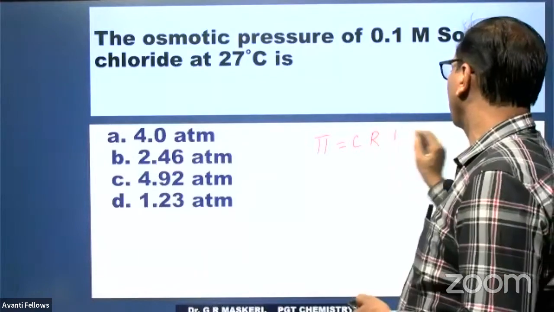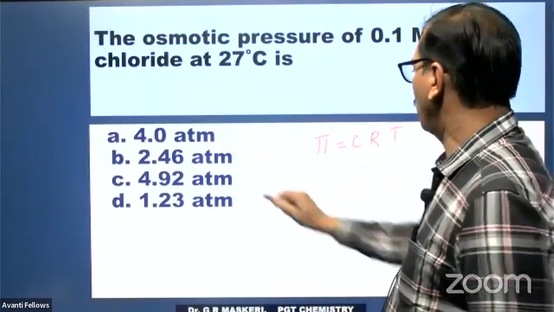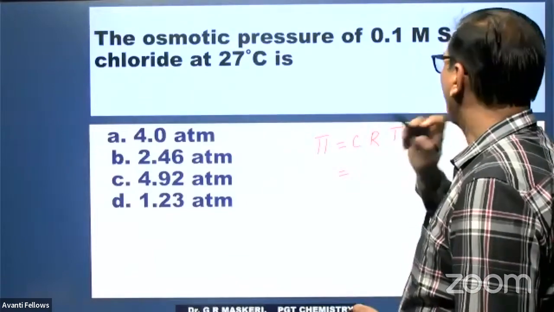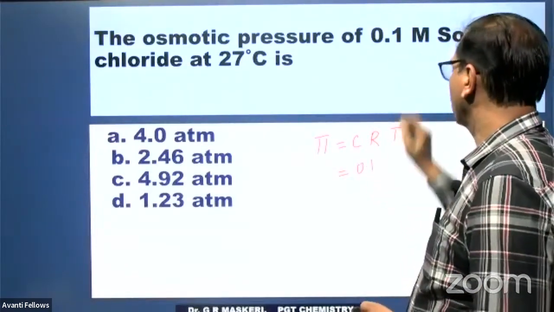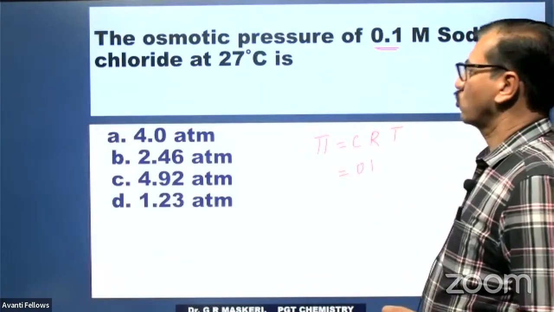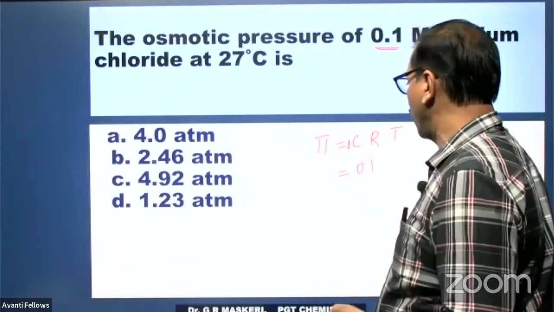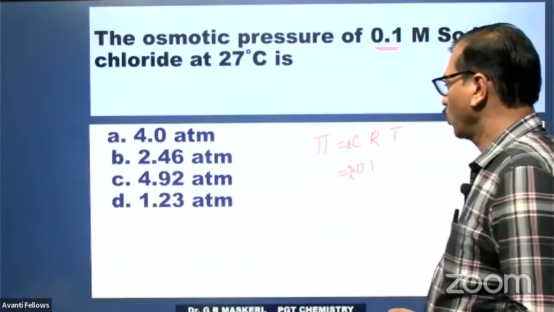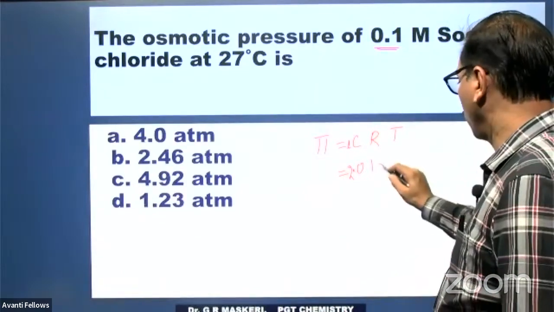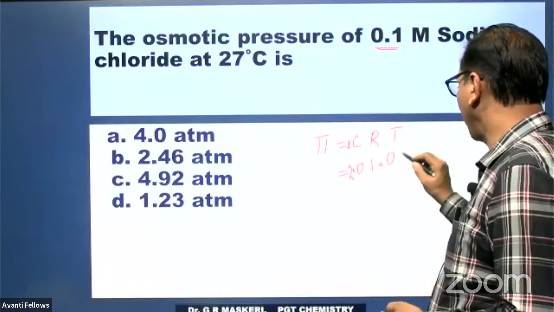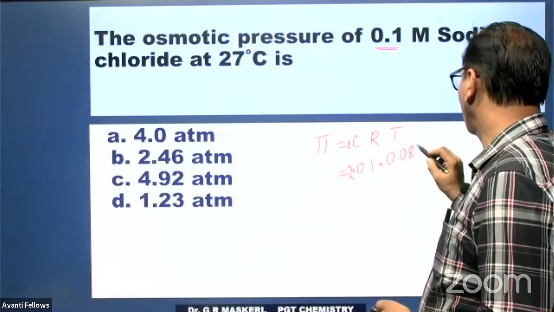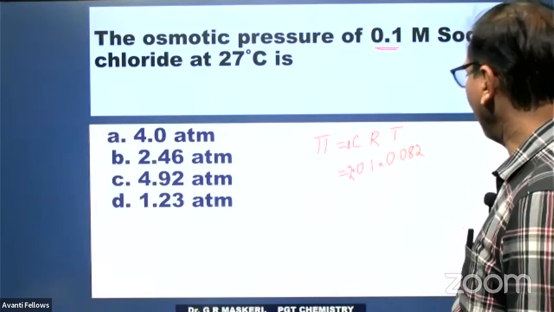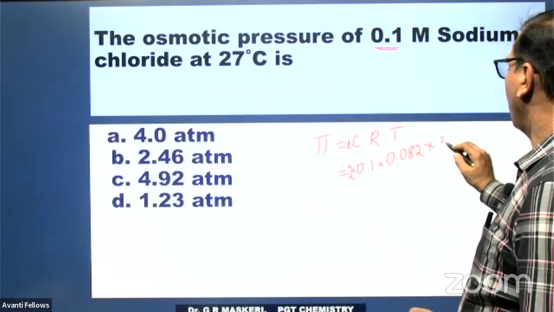So, we have calculated, probably they have used pi is equal to CRT. So, it is in atmosphere, right? Concentration is 0.1. Sodium chloride, so you have to take the I value. Whether you have taken the I value for sodium chloride, which is 2. 2 into 0.1 into R value is 0.082. Temperature is 300 Kelvin.